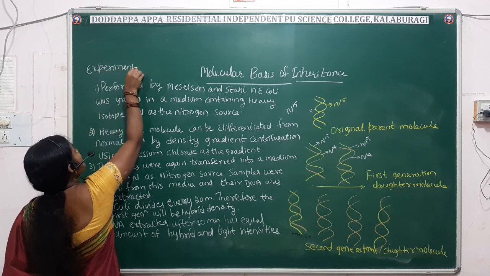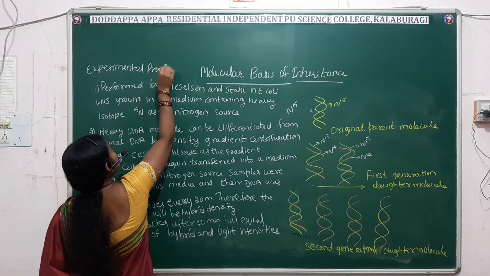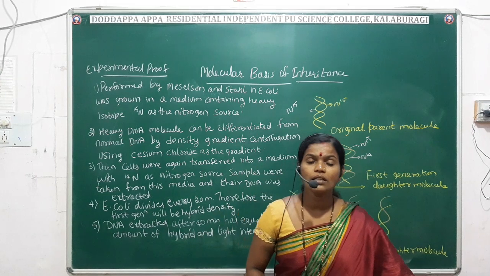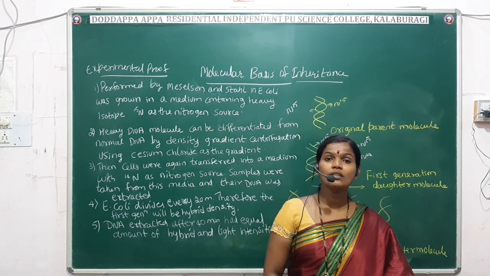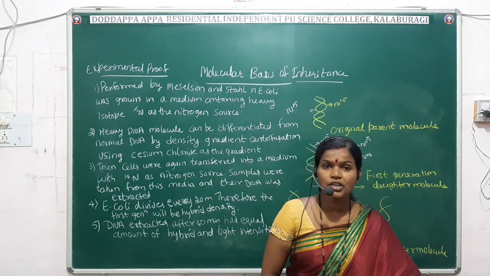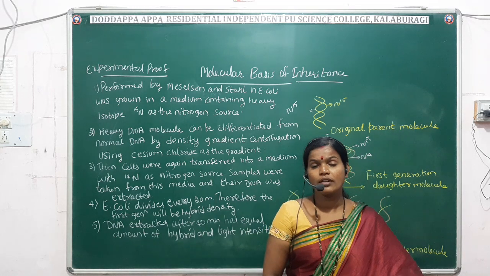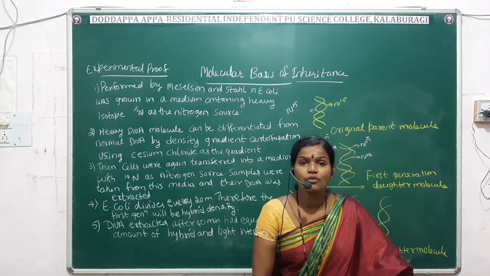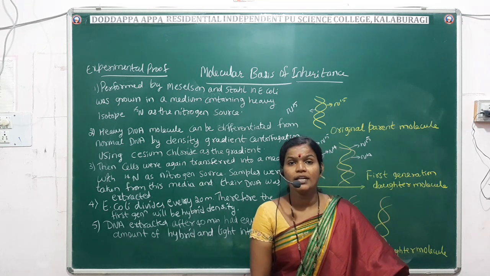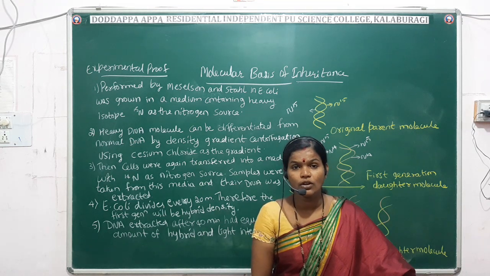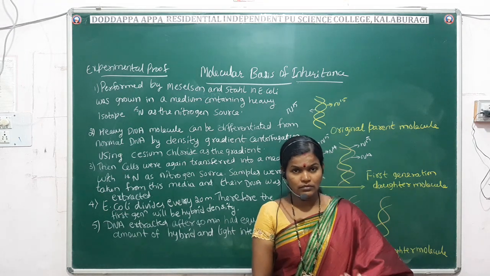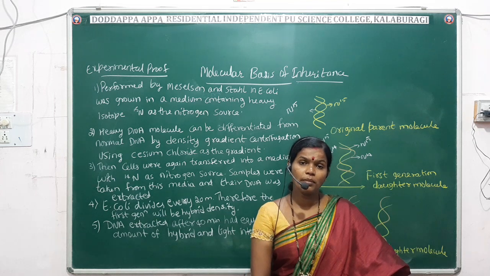Experimental proof for semi-conservative replication. Now you have seen how the semi-conservative replication occurs in the eukaryotes. That mechanism which I have shown in the form of the Y-shaped replication fork is in the eukaryotes. Now we are going to see in the prokaryotes how the DNA acts as a genetic material, especially by taking the bacteria called E. coli. E. coli is the Escherichia coli bacteria. That bacteria has been taken for this experiment.